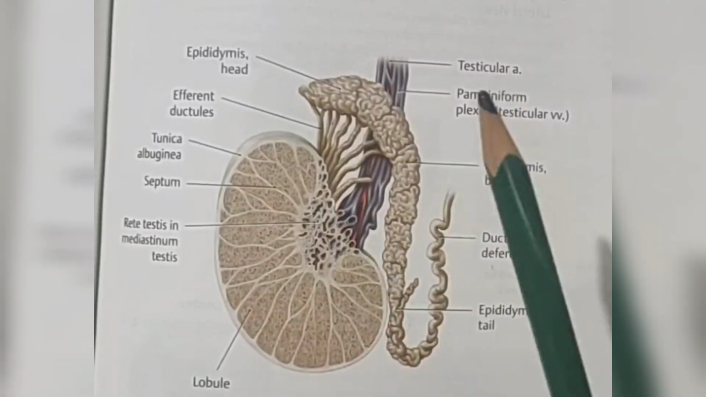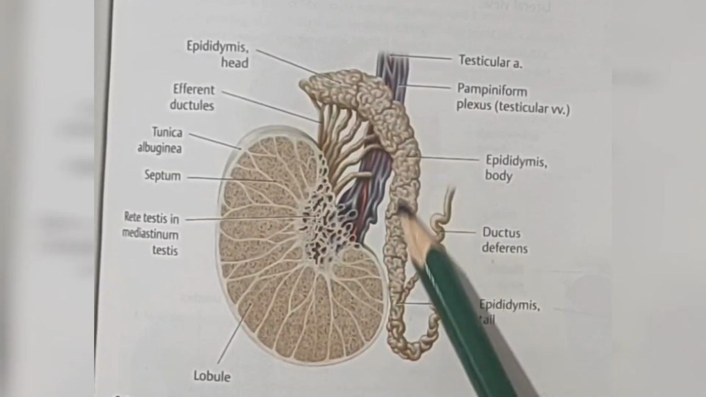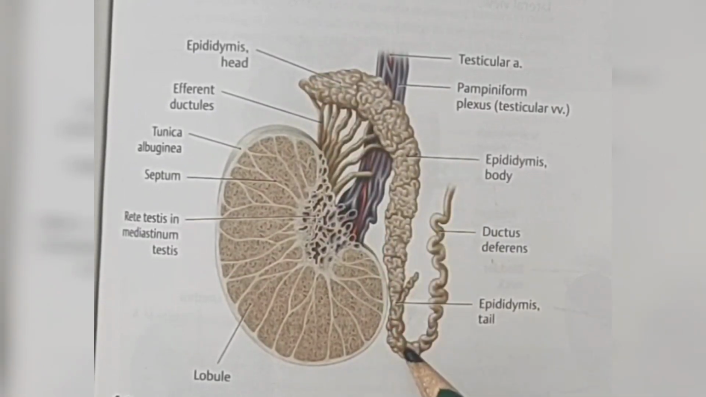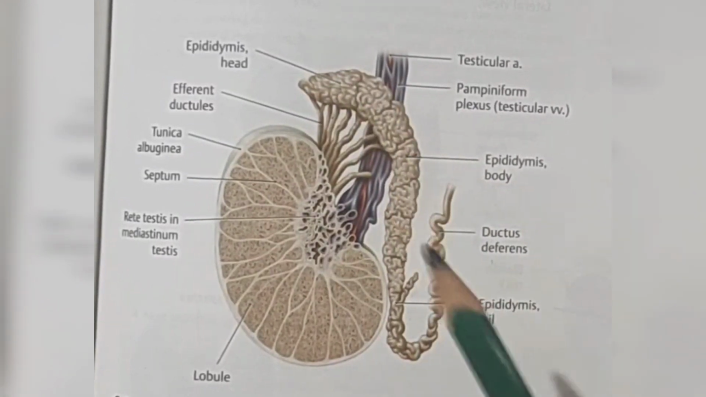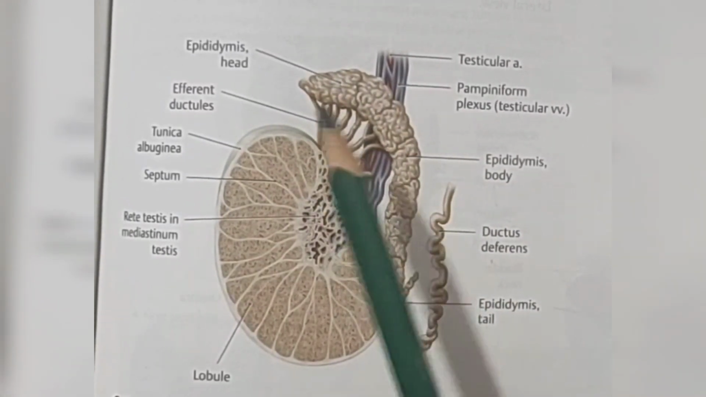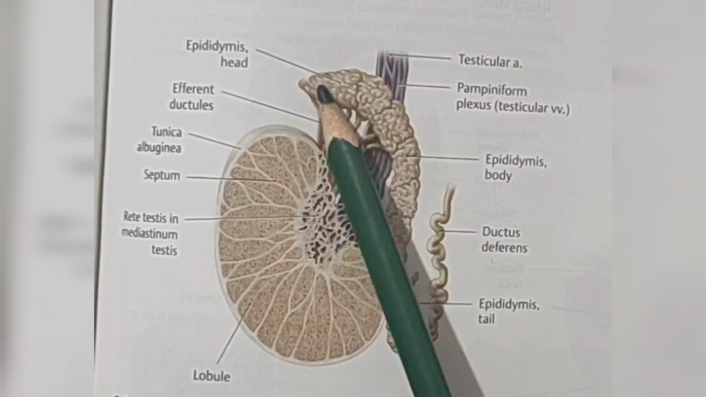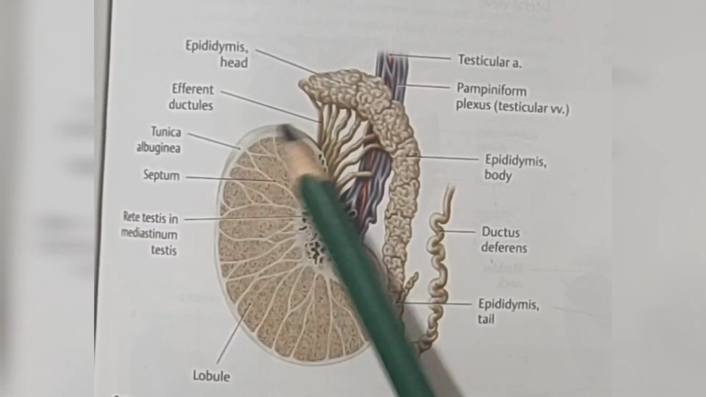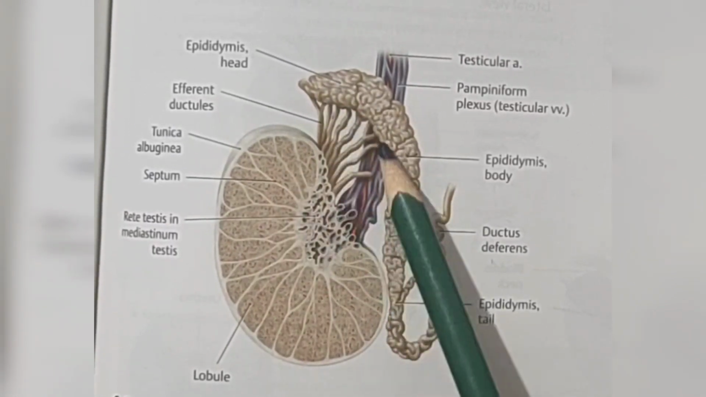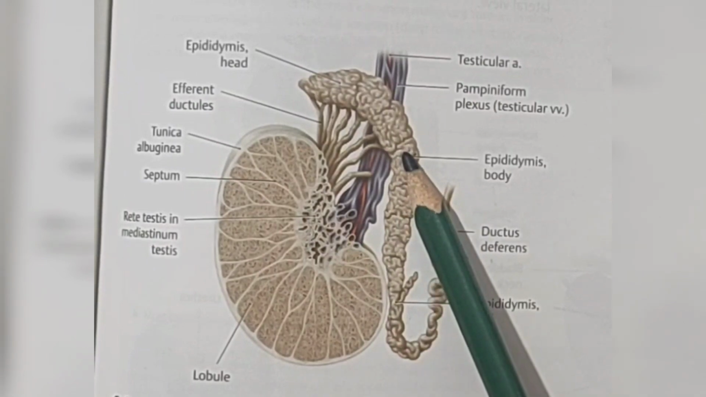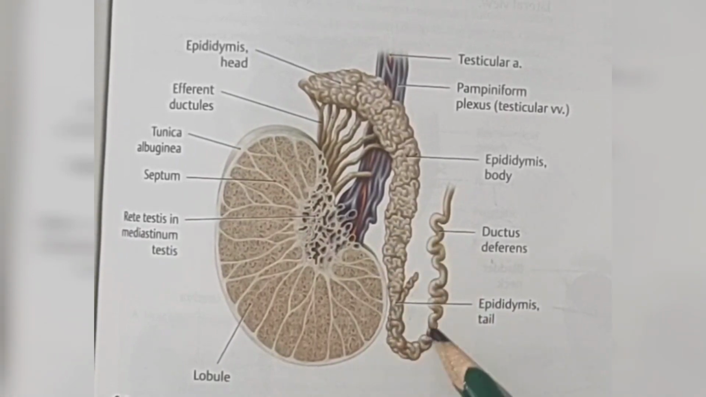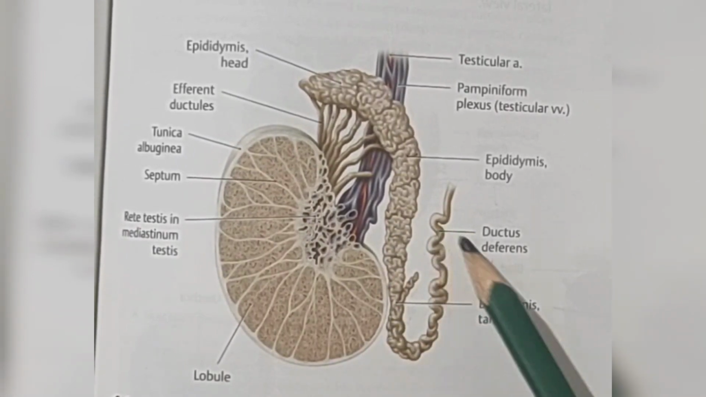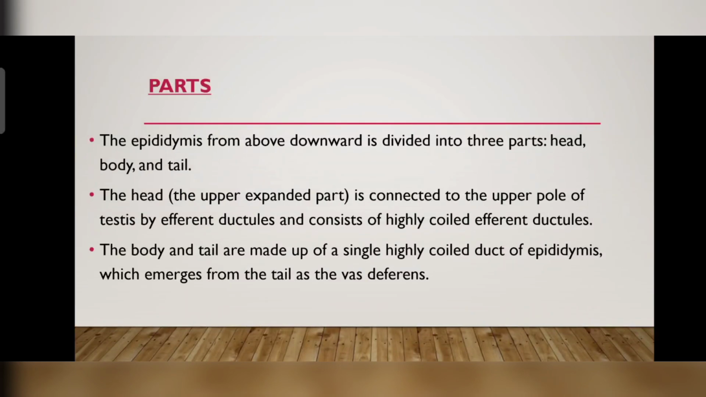The epididymis is divided into three parts from top to the bottom: the epididymis head, the epididymis body and the epididymis tail. The head of the epididymis is connected to the upper part of the testis through the efferent ductules. The epididymis body and the tail are composed of a single highly coiled tubule of epididymis. The epididymis tail then further continues as ductus deferens.